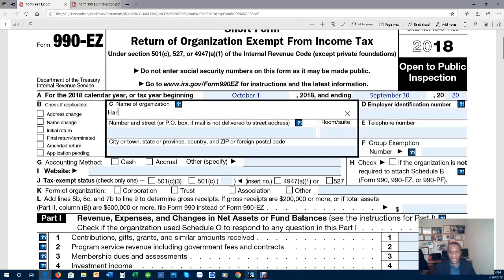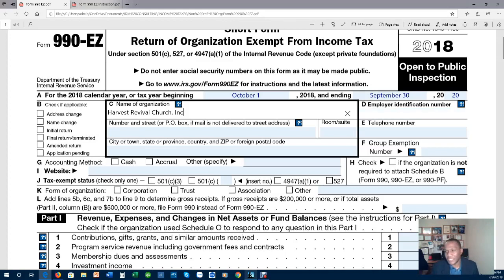Let's say it's Harvest Revival Church Inc. You have to enter exactly the legal name of your organization, just as it is with the Department of State, and just as you indicated on your exemption application, to ensure that when your form is being processed there is no delay, and they are able to locate your information in the IRS system.